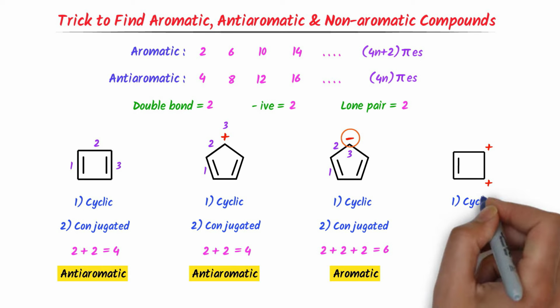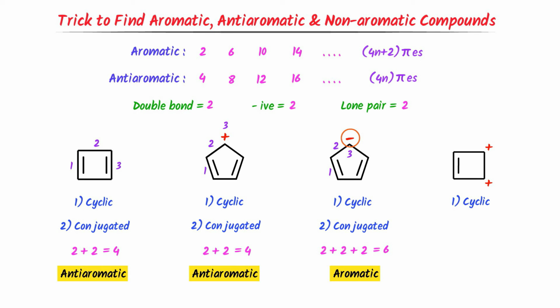Fourthly, this is a cyclic organic compound. Also, it contains double bond, single bond, and positive charge. So it is conjugated. We know that for each double bond, we have to write 2 electrons. Now there are 2 electrons. We know that if a compound contains 2 electrons, it is aromatic. So this compound is aromatic. Hence note down these basic examples of aromatic compounds and anti-aromatic compounds.